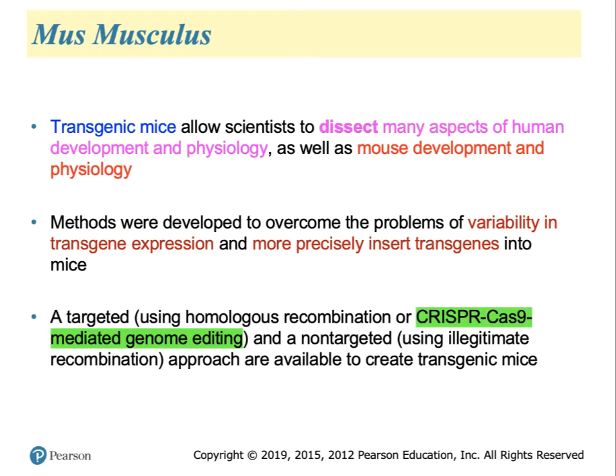By using transgenic mice over the last 30-40 years, scientists have been able to dissect many aspects of human development and physiology, as well as apply the knowledge back into mouse development and physiology. Newer methods are being developed all the time, but the most important advance has taken place with CRISPR-Cas9 gene editing. This has revolutionized our need to even use these types of animals.